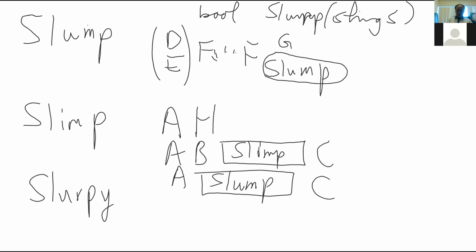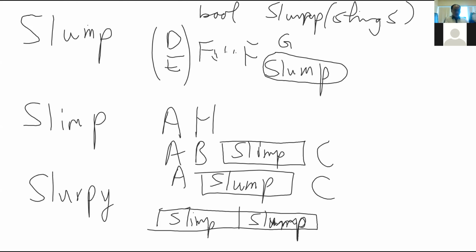And then finally, a Slurpy is basically a slim followed by a slump. So you have to ask yourself, can whatever string they give you be written into two parts? First part is a slim, second part is a slump. Well, how do you know? Well, you have to basically cut it in all possible ways. And for each way, you ask recursively, is the first part a slim, is the second part a slump? If any one of them returns true on both parts, then you know that you have the correct breakup.